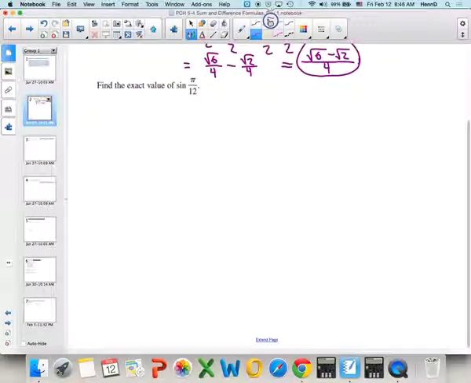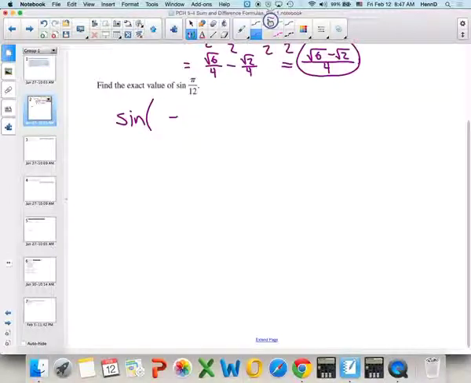Alright, so let's think about this. If I want the sine of pi over 12, pi over 3, pi over 4. If we use pi over 3 and pi over 4, those have a common denominator of 12, right? So now we've got to figure out, I want positive pi over 12, but pi over 12 is smaller than pi over 4 or pi over 3, right? So we're going to have to do subtraction.